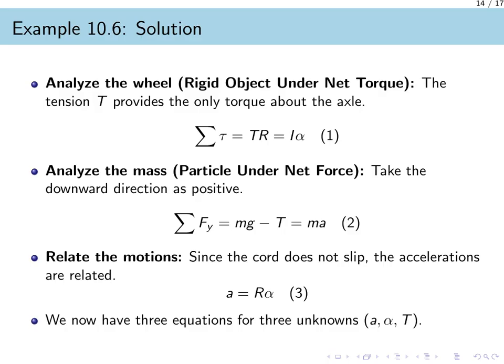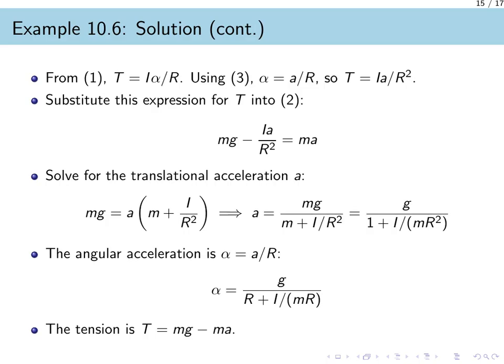Finally, we must relate these two motions. Because the cord does not slip on the wheel, the translational acceleration of the mass, a, is directly linked to the angular acceleration of the wheel, alpha, by the equation a equals r times alpha. We now have three independent equations for our three unknowns: the acceleration a, the angular acceleration alpha, and the tension T. Now we will combine our three equations to solve for the system's acceleration.